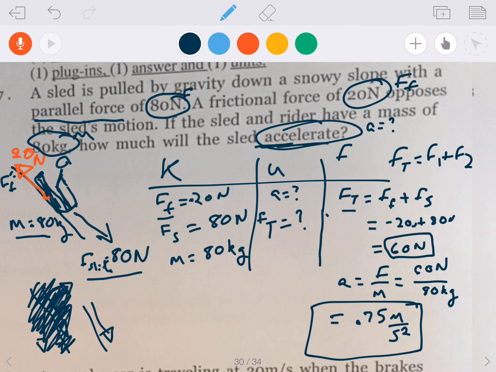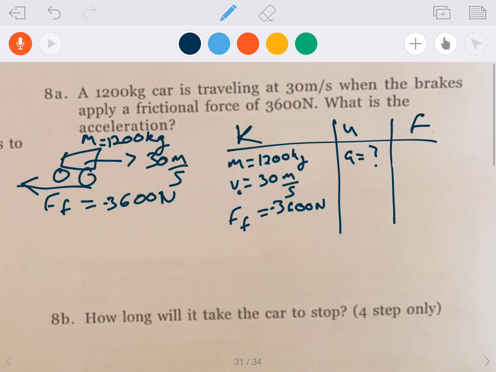So notice though, this is pretty common, especially dealing with friction: you're going to have to solve for a total of the forces to see what the result is, and then plug it into another equation of some kind. Okay? So let's do the next one.